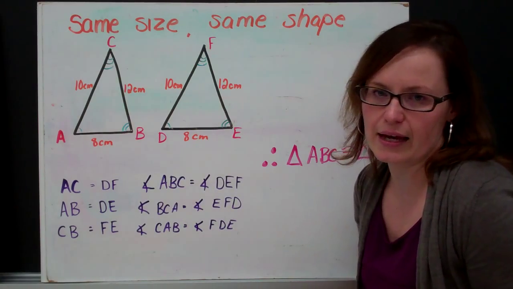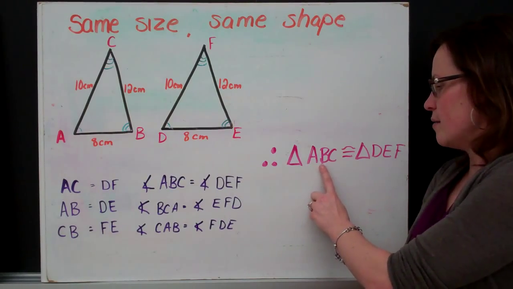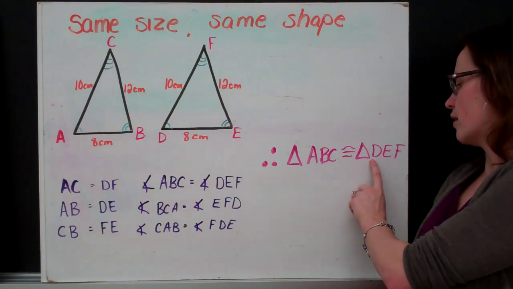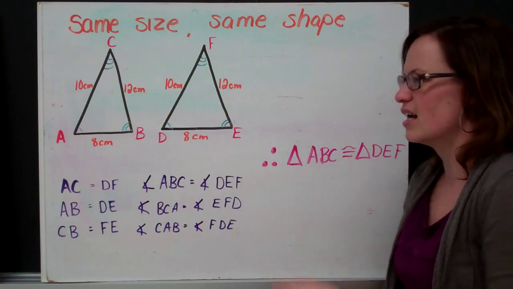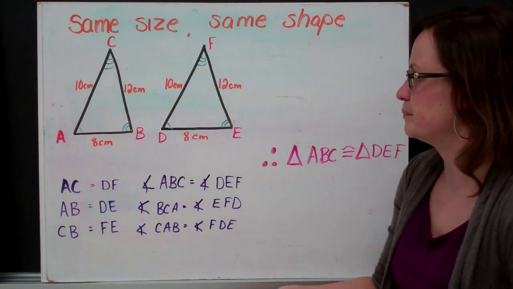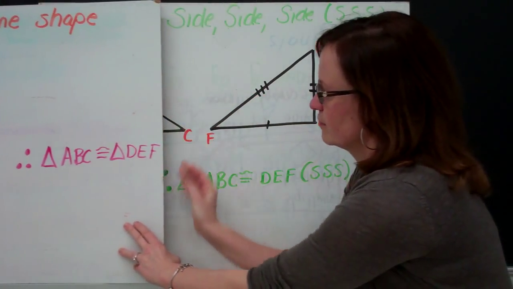And then we have a summary statement at the end. Therefore, triangle ABC is congruent to triangle DEF. And the symbol for congruent is an equal sign with a tilde over top, a little wavy line. So that's our definition and how we prove congruency.